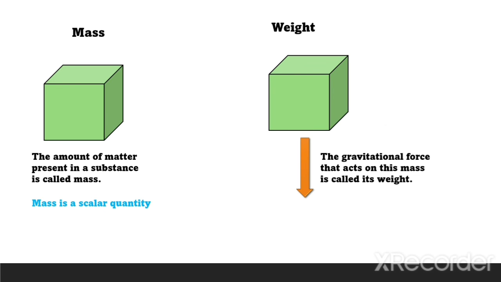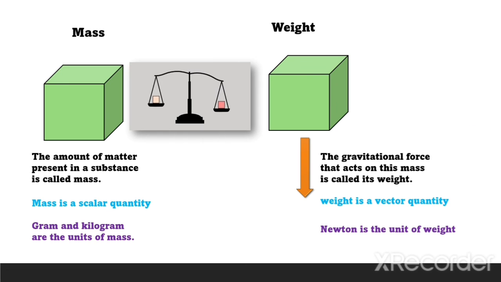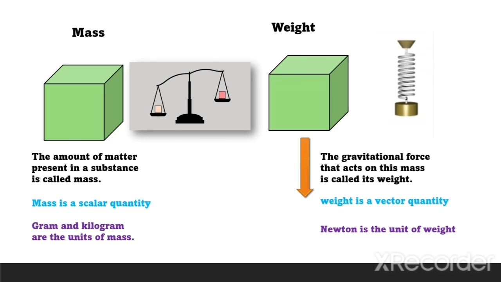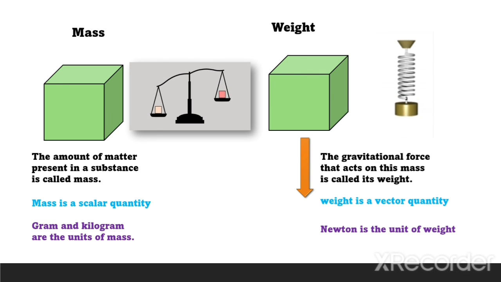Mass is a scalar quantity and weight is a vector quantity. The unit of mass is kilogram and gram, and the unit of weight is Newton. Mass we always measure with the help of a beam balance, and weight we always measure with the help of a spring balance. So in today's lecture we have discussed different physical quantities and the types of physical quantities.